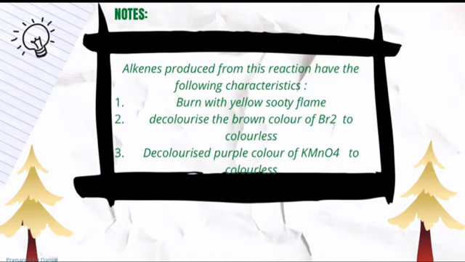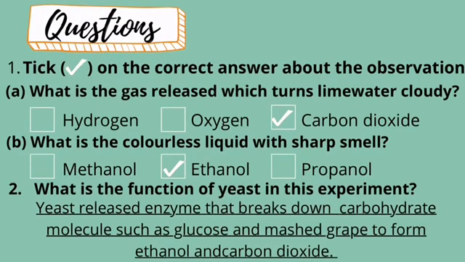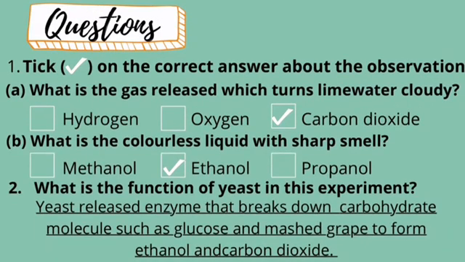So here are questions provided by our mentor. Discuss the answer. Tick on the correct answer about the observation. What is the gas released which turns lime water cloudy? As we know, carbon dioxide turns lime water cloudy. So the answer for this question is carbon dioxide. Next, what is the colorless liquid with a sharp smell? As we know, ethanol is a colorless liquid with a sharp smell. So the answer for this question is ethanol.